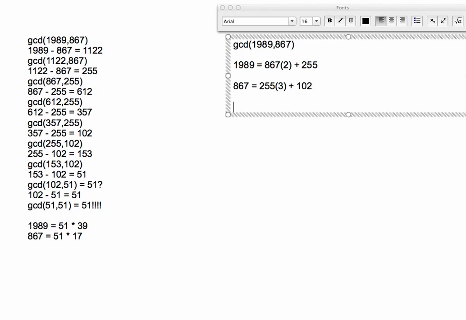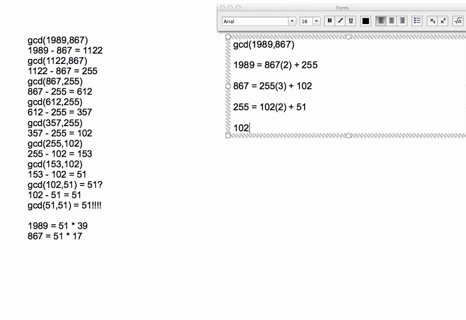Now we're going to take 255 and we're going to divide it by 102. Now 255 divided by 102, how many times did we subtract that? We subtracted it, let's see, here's 1 subtraction, here's 2 subtractions, so 2 times. So 255 is equal to 102 times 2, that's 204. We subtract and we get 51. So we got remainder 51. Okay, so now we do 102 is equal to 51 times 2, and we get a 0 remainder, which we can leave off. All right, and now we know we're done.